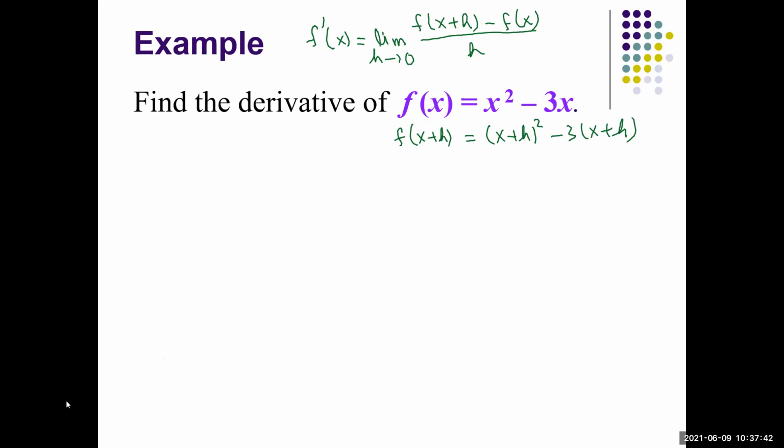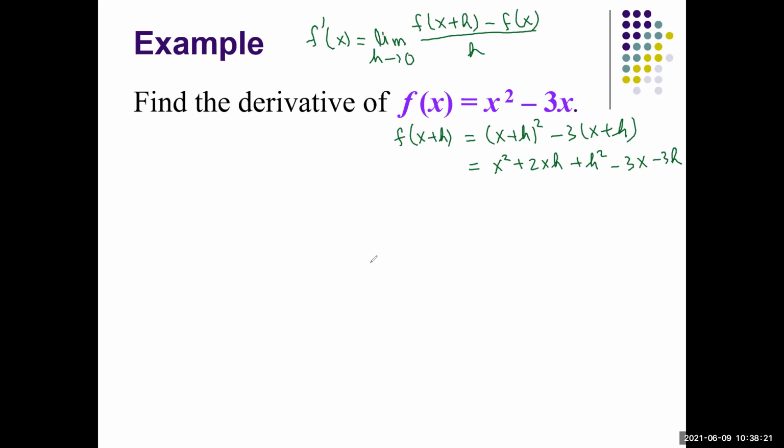Now from here, you can actually apply the formula. You might want to simplify this part first. You FOIL that out. It's x squared plus 2xh plus h squared, distributing, minus 3x minus 3h. So on the numerator, this quantity is just that, right? And then you subtract f of x.